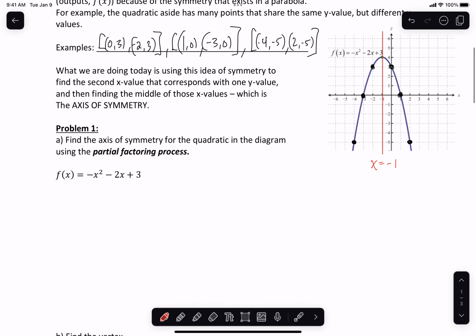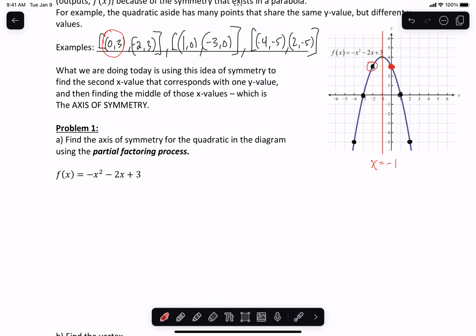Okay, so what I'm doing is I'm going to find the axis of symmetry for the quadratic using one of those 3 points. Typically, the one we will use will be the pair of points that has the y-intercept on it, because there's the y-intercept. Everyone agree? Okay, I'm going to look for that point.